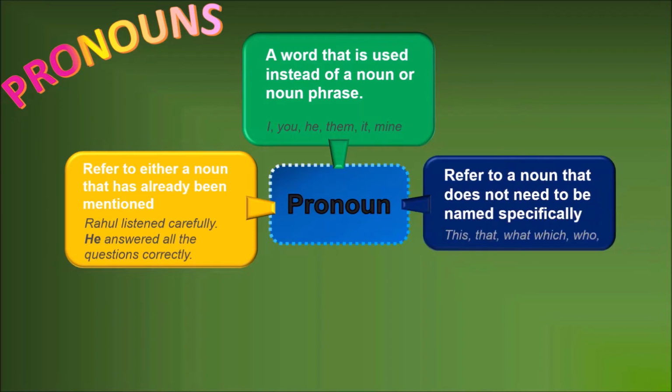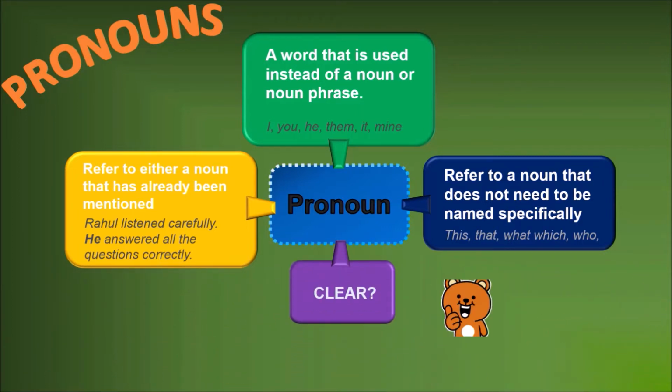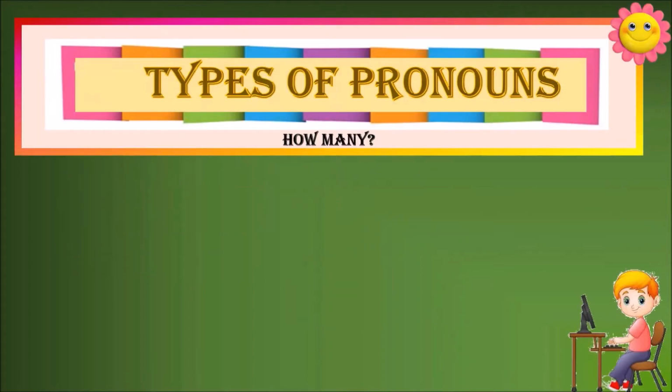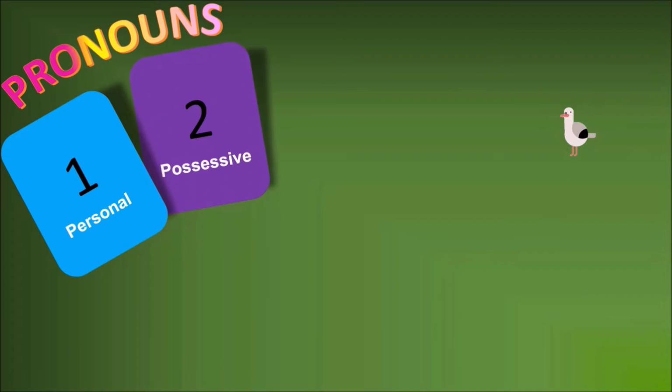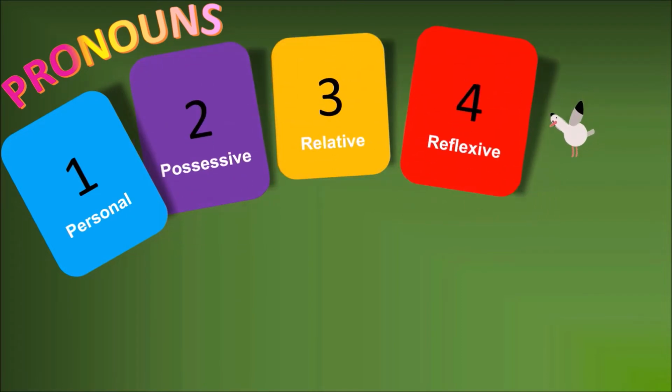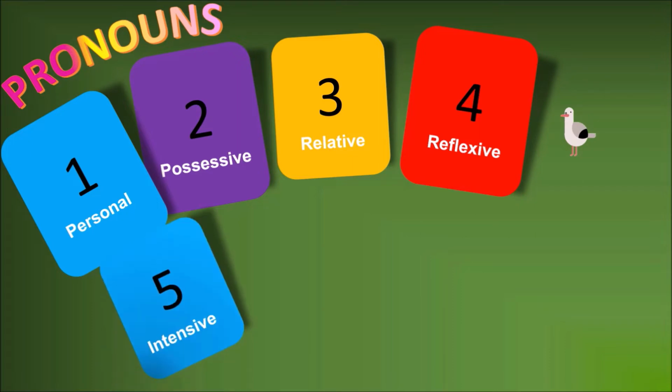So a pronoun will be used to refer to a noun that does not need to be named specifically, like this, that, which, who, etc. Clear? How many types of pronouns are there? I'm listing 8 varieties, but there are more than this. These are the main ones: personal, possessive, relative, reflexive, intensive, indefinite, demonstrative, interrogative.